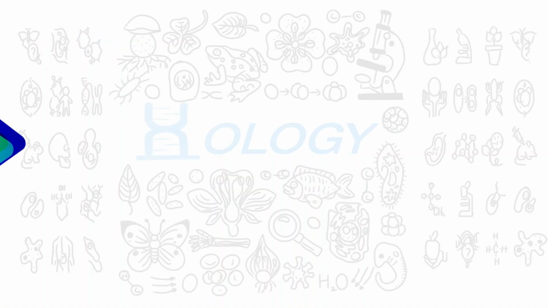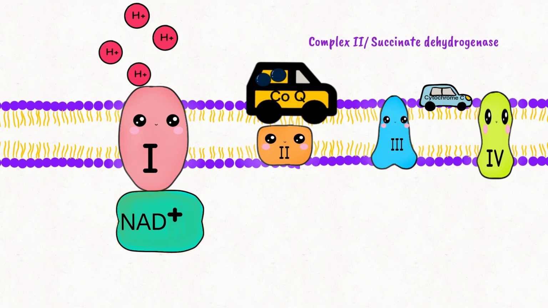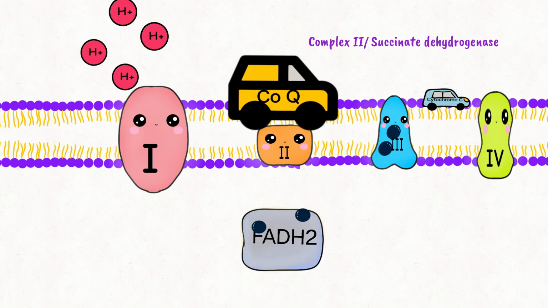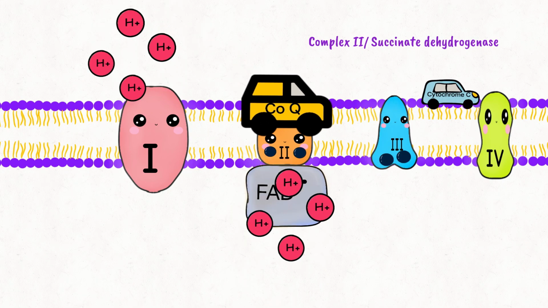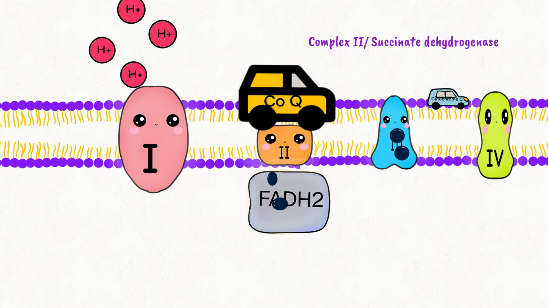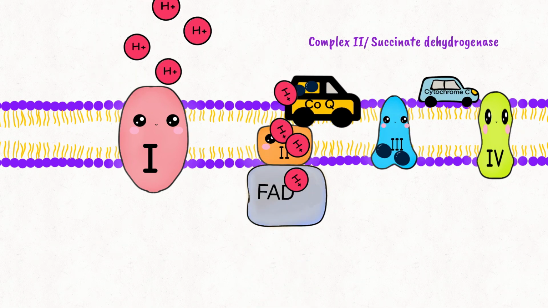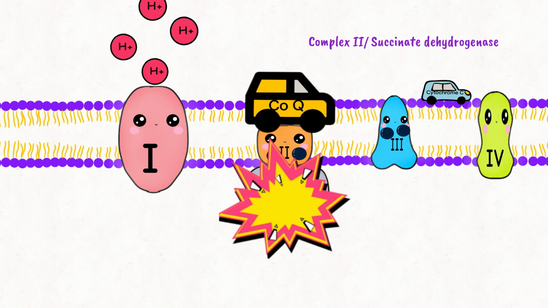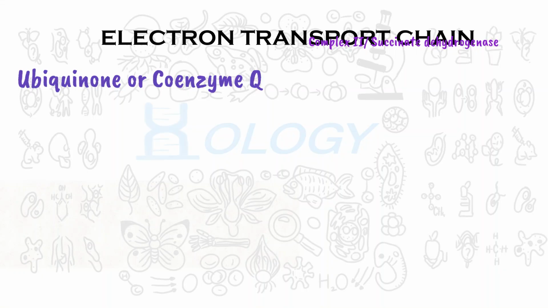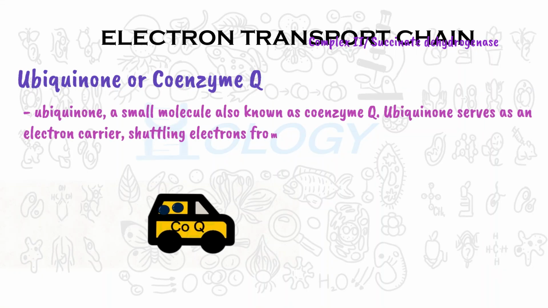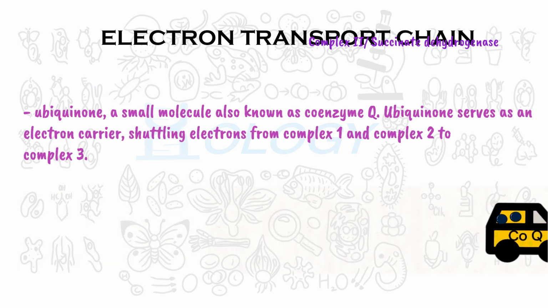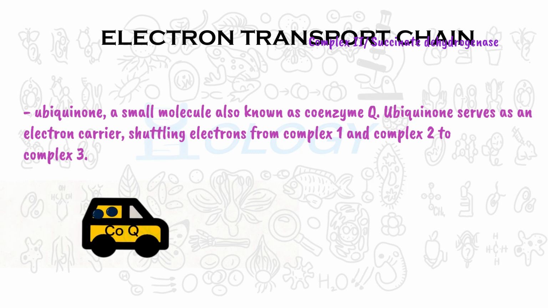Complex 2. Succinate dehydrogenase, or complex 2, is an essential protein in the electron transport chain. It accepts electrons from another molecule called succinate, which is derived from the citric acid cycle. FADH2 that is not passed through complex 1 is received directly from complex 2. The electrons from succinate are then passed on to ubiquinone. Ubiquinone, a small molecule also known as coenzyme Q, serves as an electron carrier, shuttling electrons from complex 1 and complex 2 to complex 3.